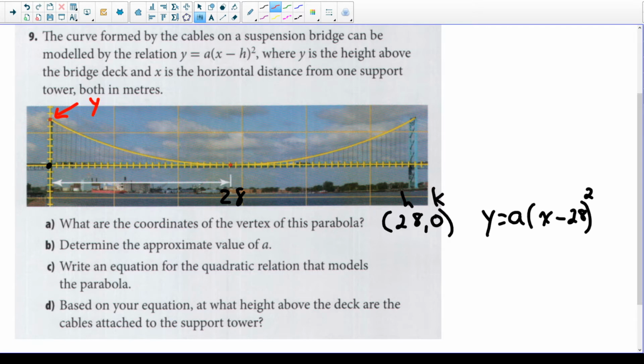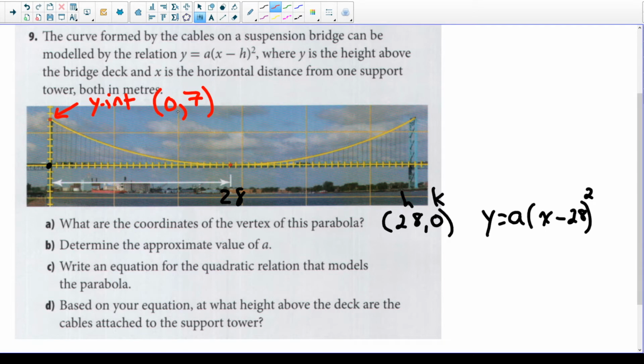Now, the y-intercept is a beautiful point to use because its x-coordinate is 0, right? You haven't moved left or right to get to that point. All you've done is moved up. So how far did we move up? 1, 2, 3, 4, 5, 6, 7. So the y-intercept is at 0, 7. So how do we use that to find our a value?